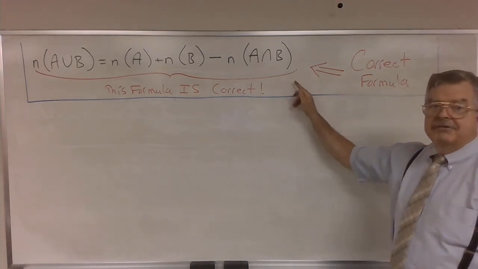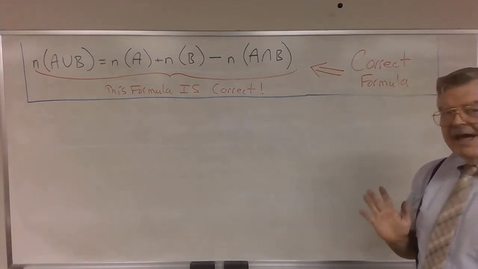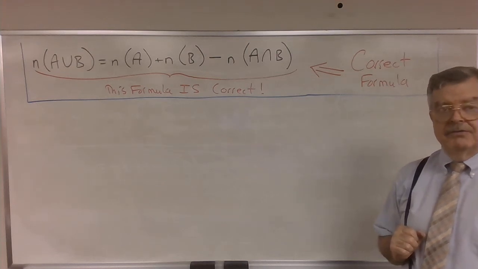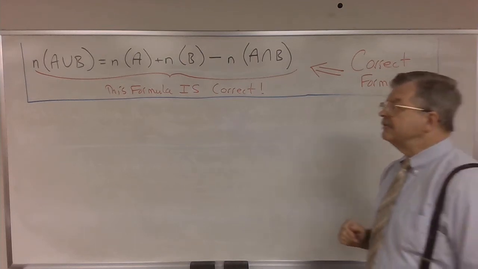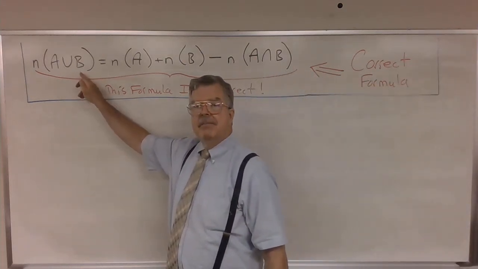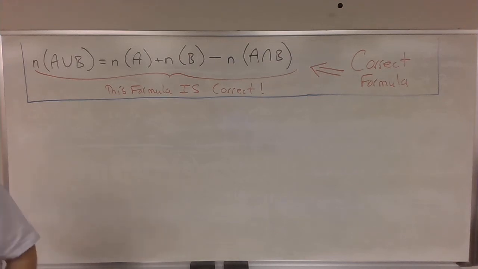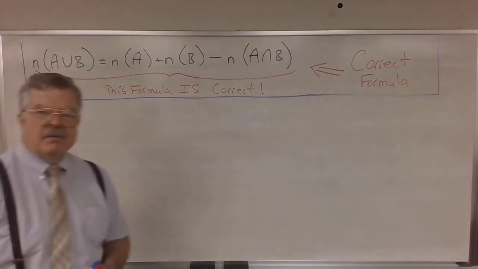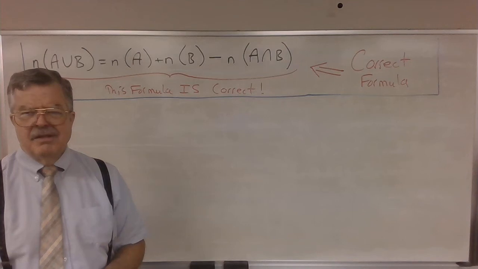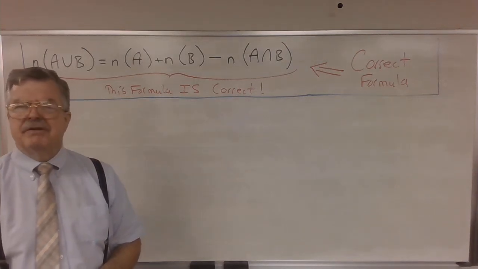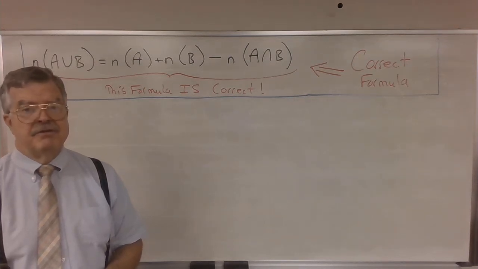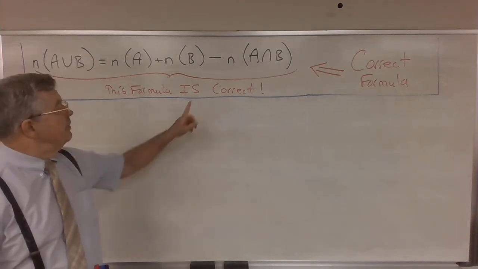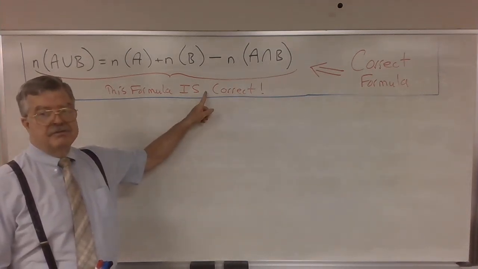Okay, there's the correct formula. That's the formula that we're going to use to count the number of elements in the union of A and B. Now, somebody might say, well, suppose that sets A and B are disjoint, and there are no elements in region 2. Well, that's fine. This formula works in all cases.